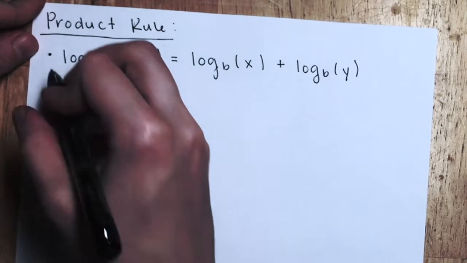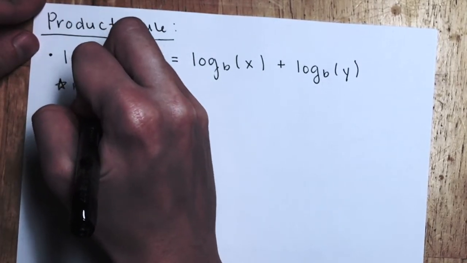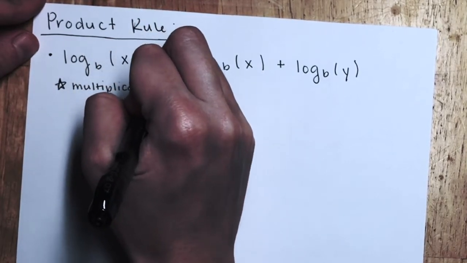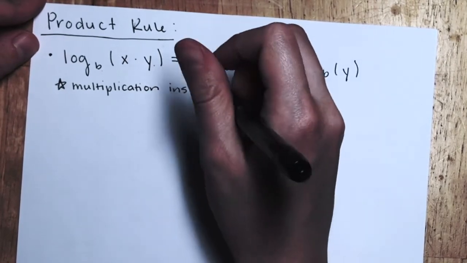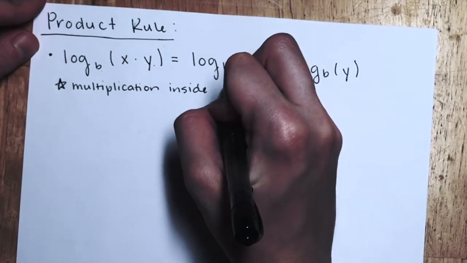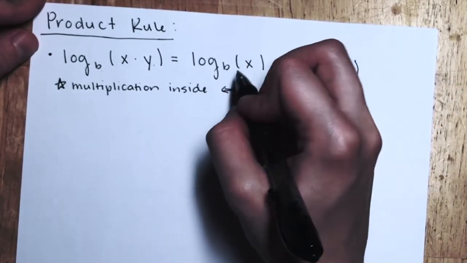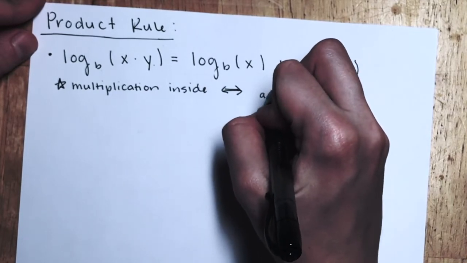So the way I like to say it is that multiplication inside means, and that's a double arrow, right? Arrow going in both directions, means addition outside.